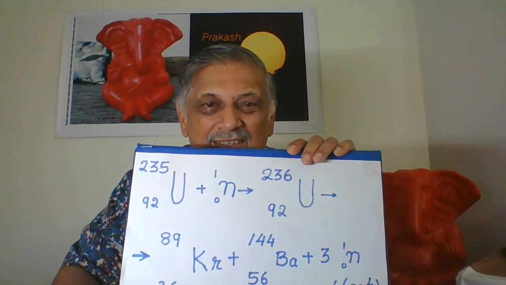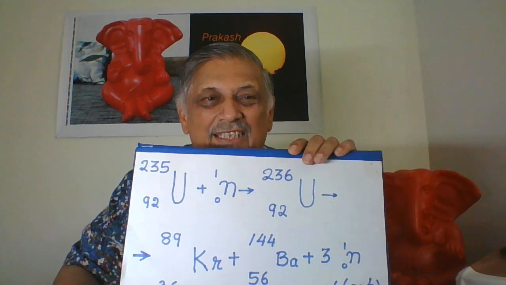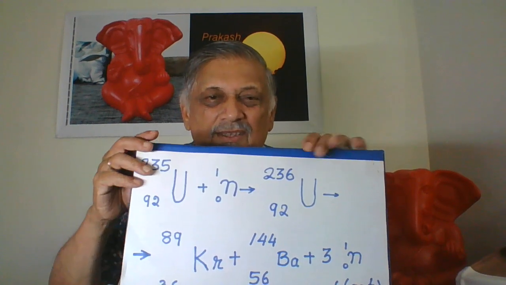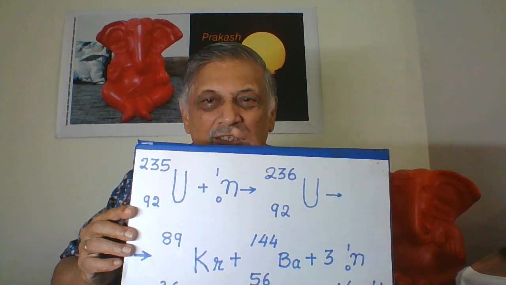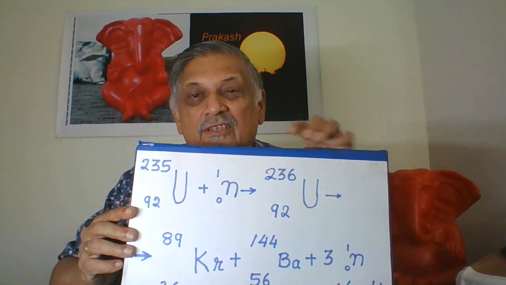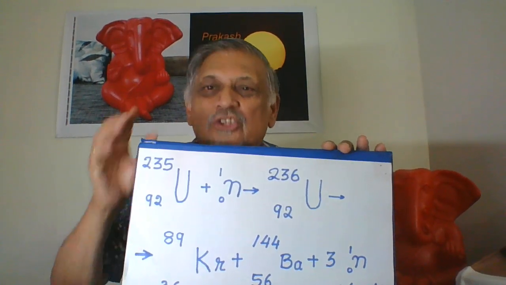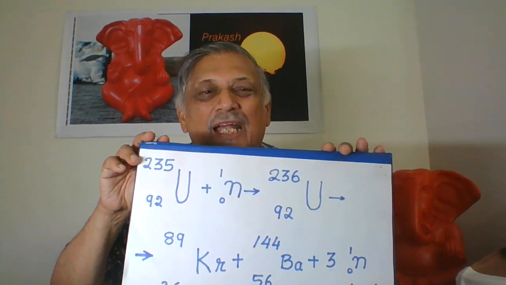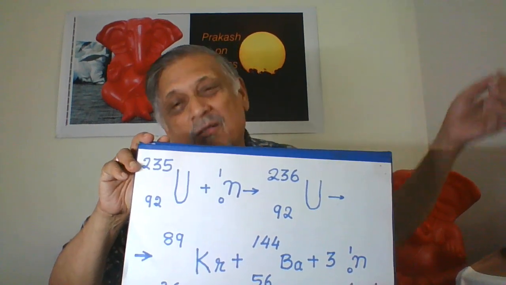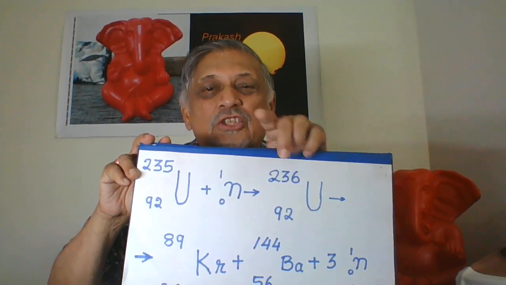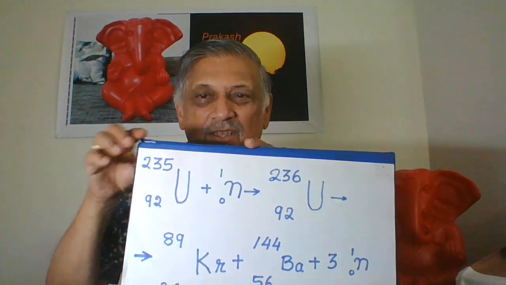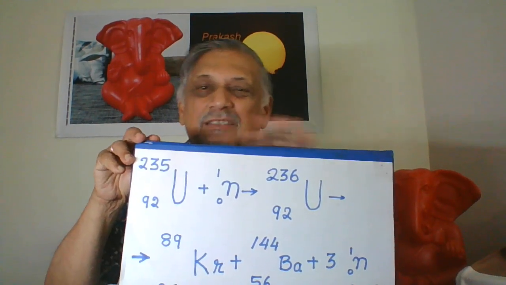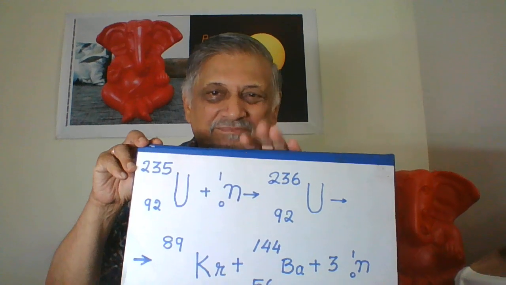This then is the equation. What it talks of is one uranium 235 atom nucleus being hit by a slow thermal neutron, that is one. This is the basic equation, first step.